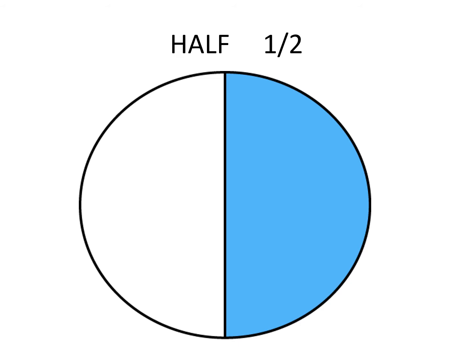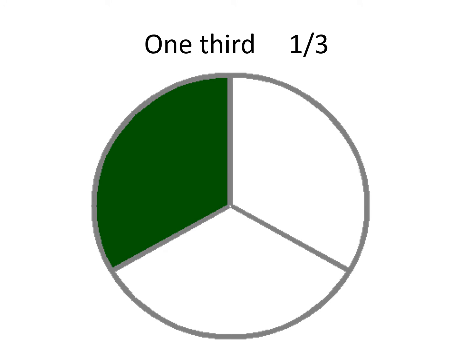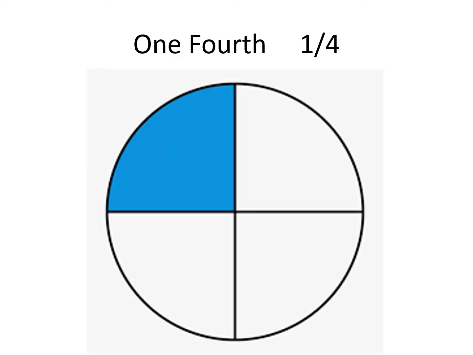For example, here we have half. If a pie is cut into two pieces, one side or one piece would be called a half of that entire pie. Here the green portion would be 1/3. So 1 out of 3 parts of that pie. Then we have 1/4, also known as a quarter. The blue portion is a quarter. It's one of the 4 parts of that pie.